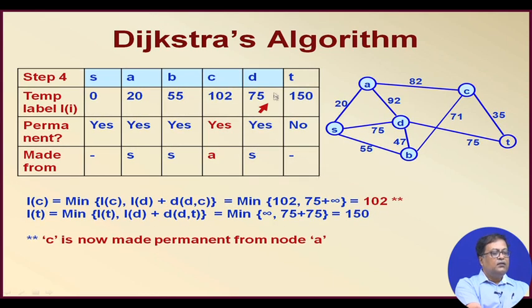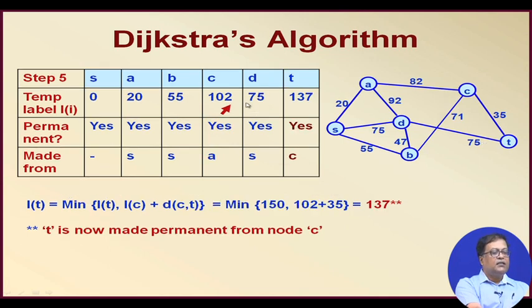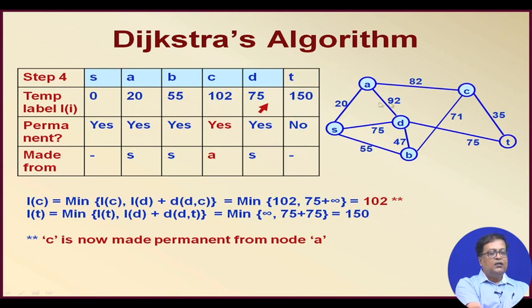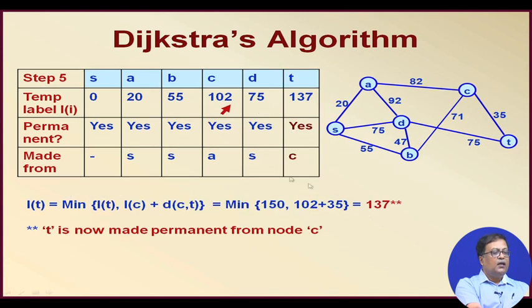At this point, 75, sorry, 75 was the last node to have been made permanent. So, we make 102, that is C, permanent, right. Proceeding like this, at the last step, here we see that this value was 150, but from C the distance is lower. So, we make it 137, because the value of C was 102 and now T will become 137. So, T is now made permanent and we have completed, all the nodes now have permanent labels.